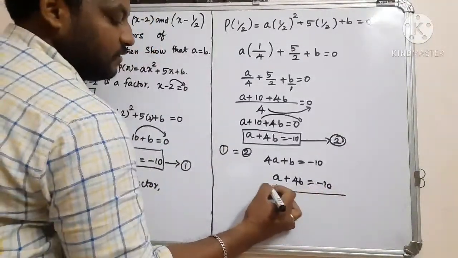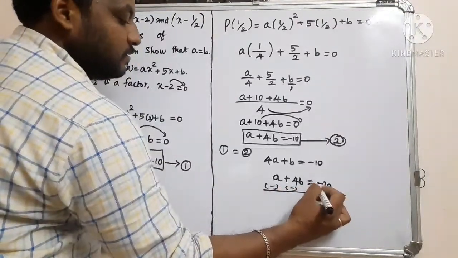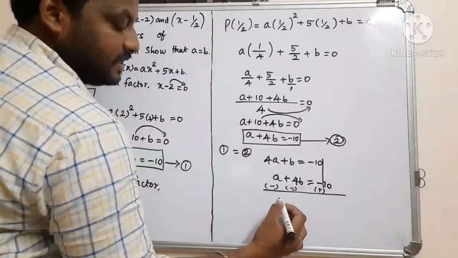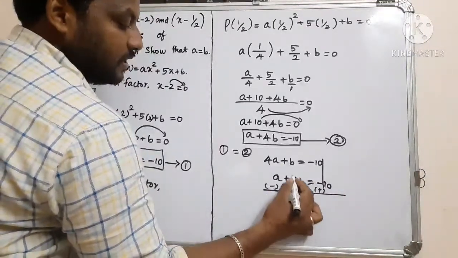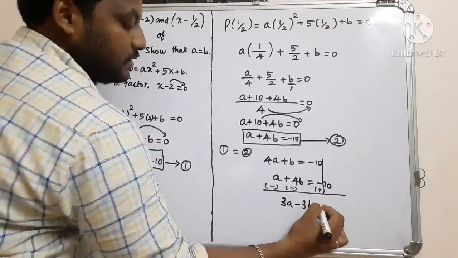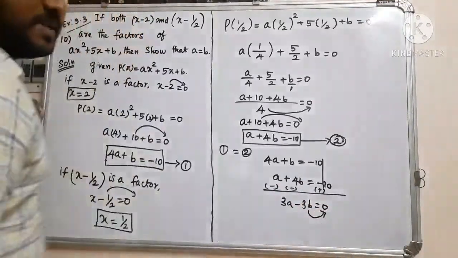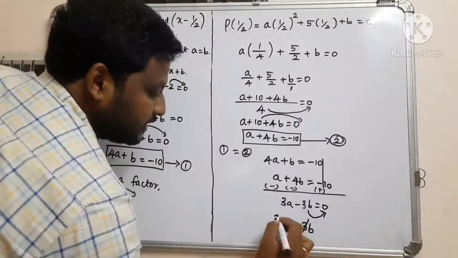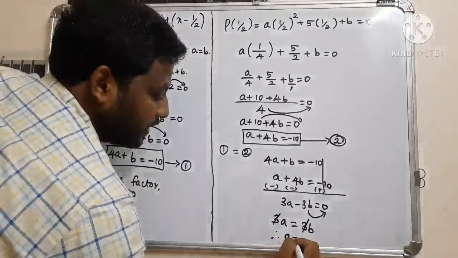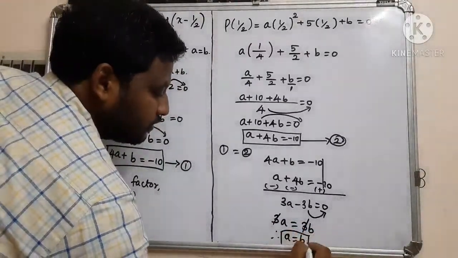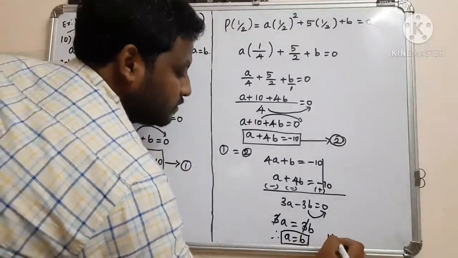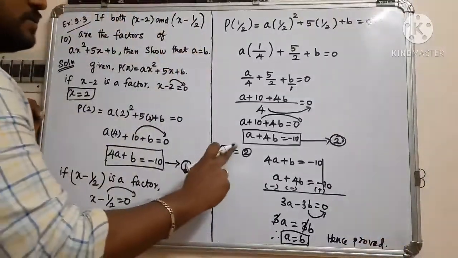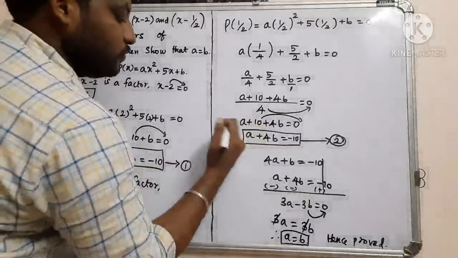So minus 10, now we have to change the symbols, so both cancel, plus 10 minus 10, and also 4a minus a is equal to 3a, here minus 3b is equal to 0. So minus 3b will change into plus 3b, so 3a is equal to 3b, so 3 will be cancelled, so therefore a is equal to b, hence proved. Clear? So here you can write as solving 1 and 2.